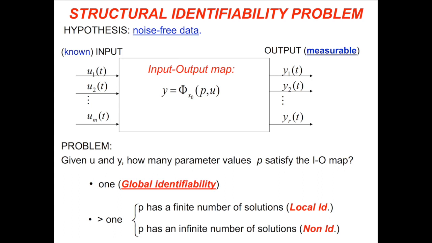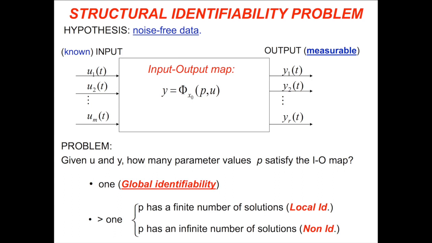I will focus on structural identifiability, which is a problem posed in ideal conditions of noise-free data. We have known input functions and known output functions, and we need only measurable functions. So this theoretical analysis can be performed before performing the real experiment. And this is a very good point because it avoids wasting resources in doing useless experiments.